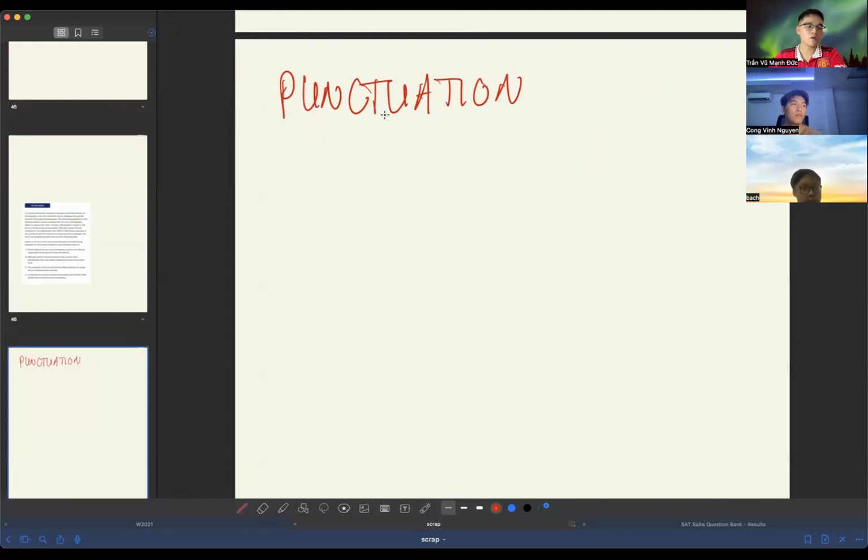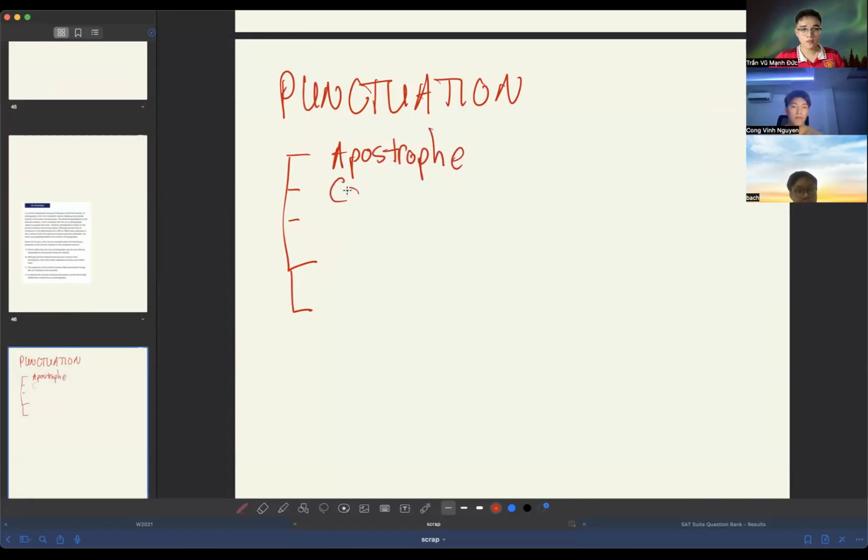So far, according to the grammar in a nutshell that I've sent you, we've learned 5 fundamental fields of punctuation. Firstly is the apostrophes. Secondly is the comma. Thirdly is the semicolon. And this colon, and this is the same on the SAT as the period.